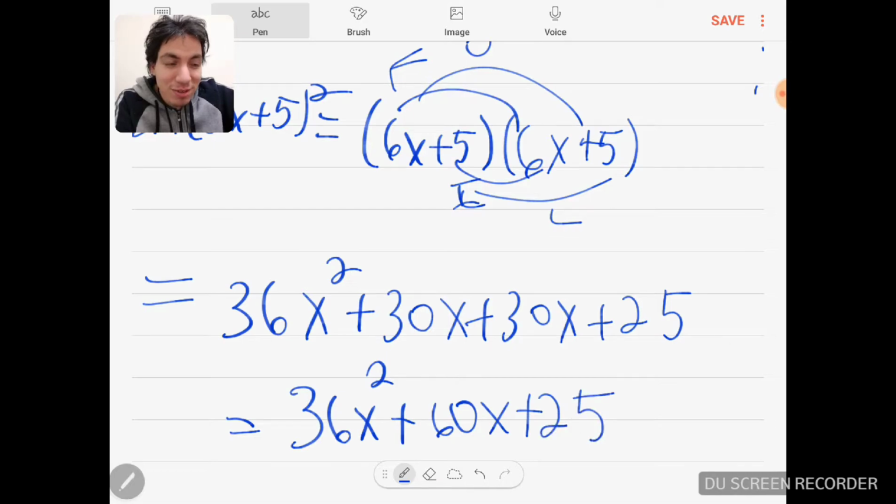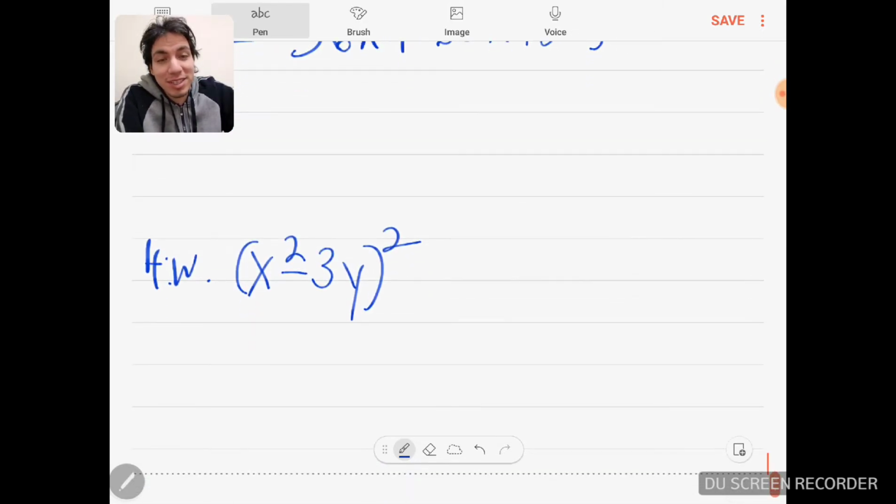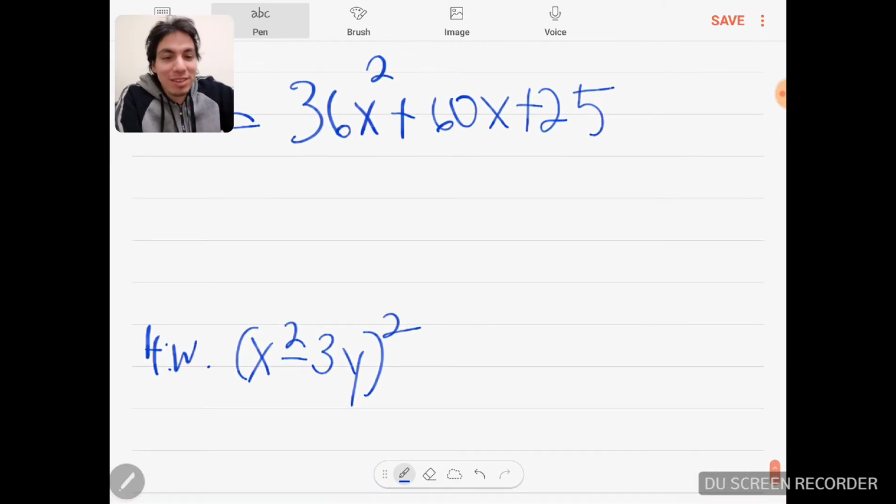These are some big trinomials. And that's the last question for today. So that's your homework for you guys to do.